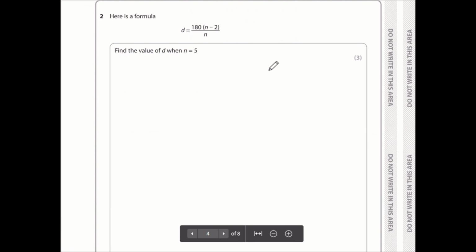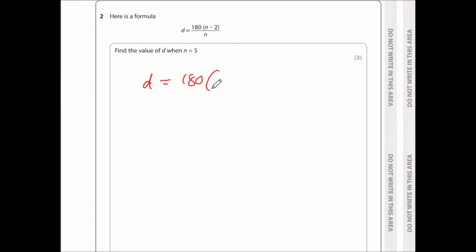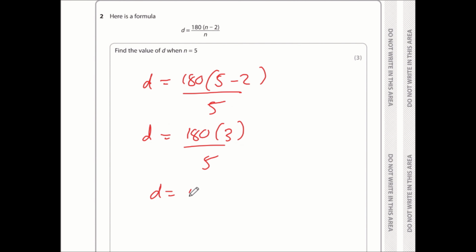So here we're using the formula. We know that n is 5. So let's substitute any letter n with the number 5. So d equals 180 in brackets 5 minus 2 over 5. So d equals, well, we need to sort out the brackets first, so that's 180 in brackets 3 over 5.